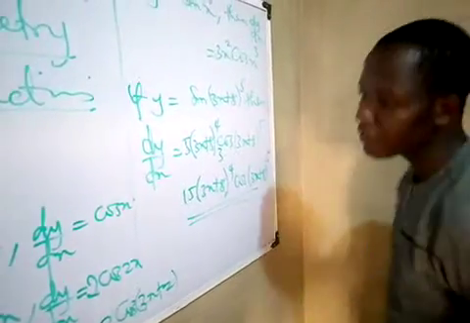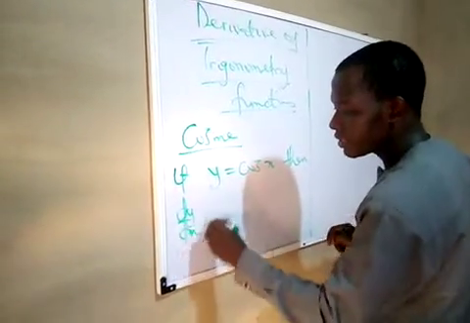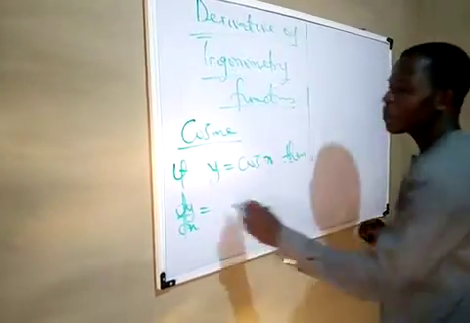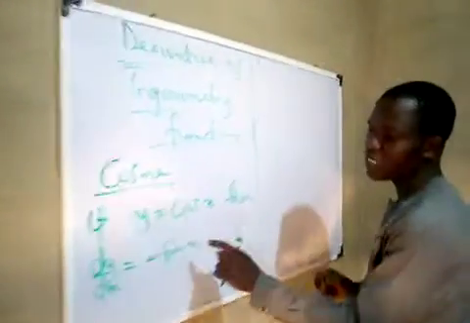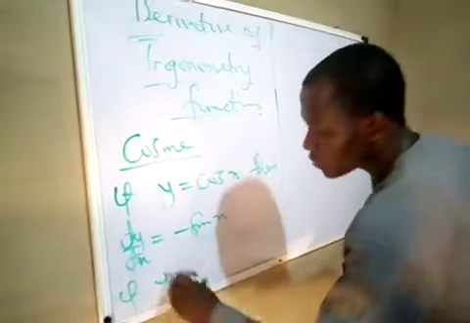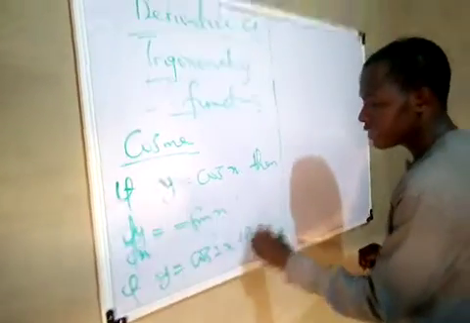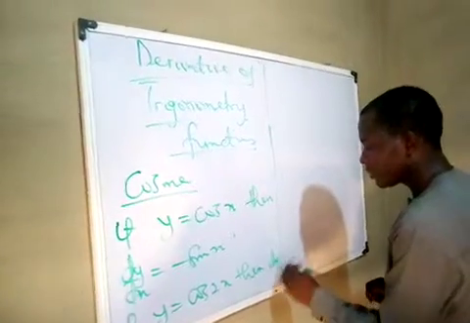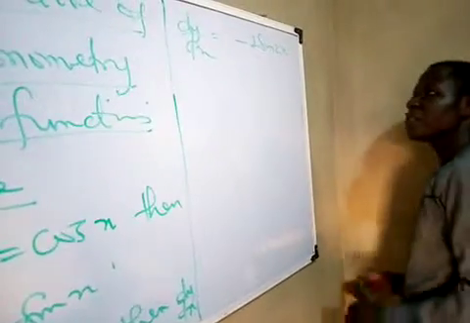So we are going to talk about the derivative of cos. dy/dx equals minus sine x. That is, if you differentiate cos, you are going to get minus sine. So if y equals cos 2x, then dy/dx equals minus sine 2x. Now differentiate 2x, you have 2. So that is what you do when solving objective questions.